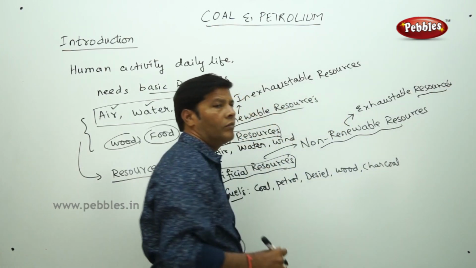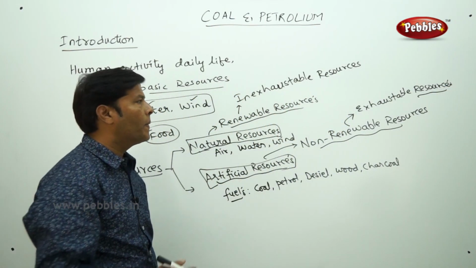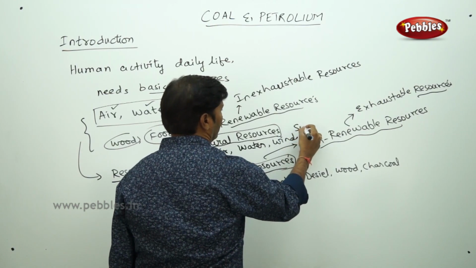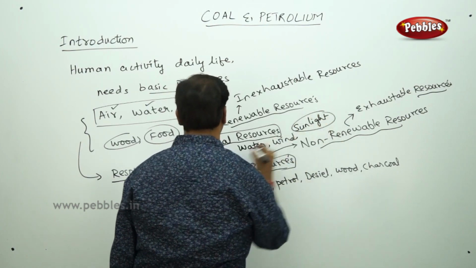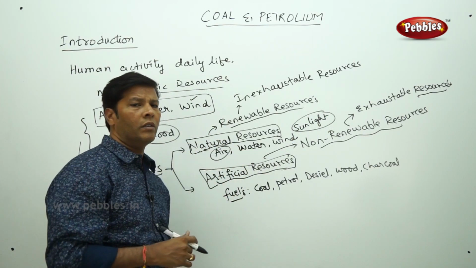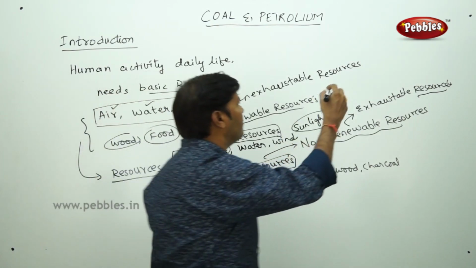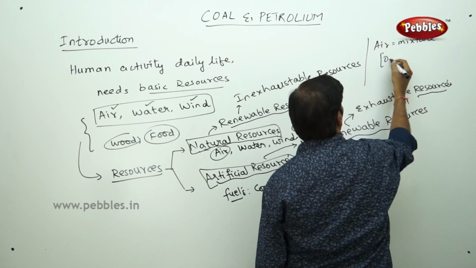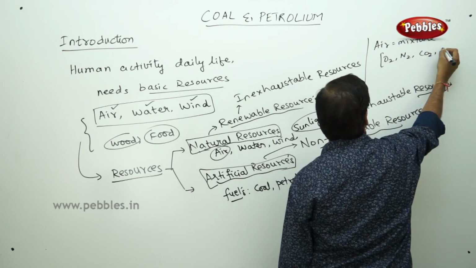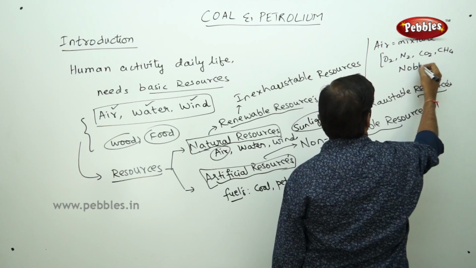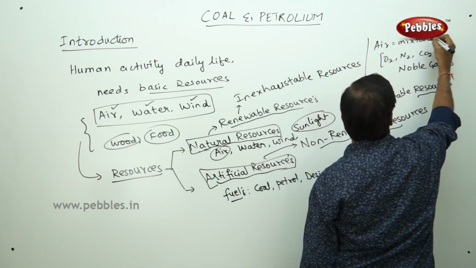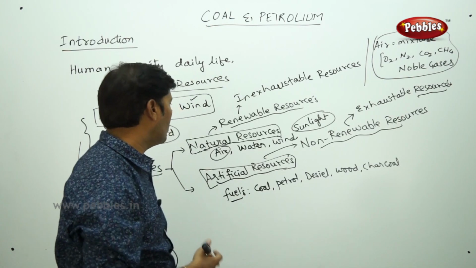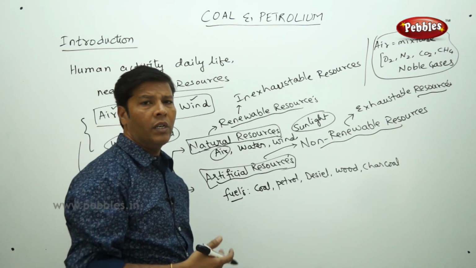So coming to the point, what exactly do we want to discuss from this introduction? If you take sunlight and air, these are the unlimited resources given to mankind. For example, air is a mixture. It contains oxygen, nitrogen, carbon dioxide, methane, noble gases. All these gases are present. Air is a mixture and air is inexhaustible. It is the natural resource given to mankind to carry out various activities.